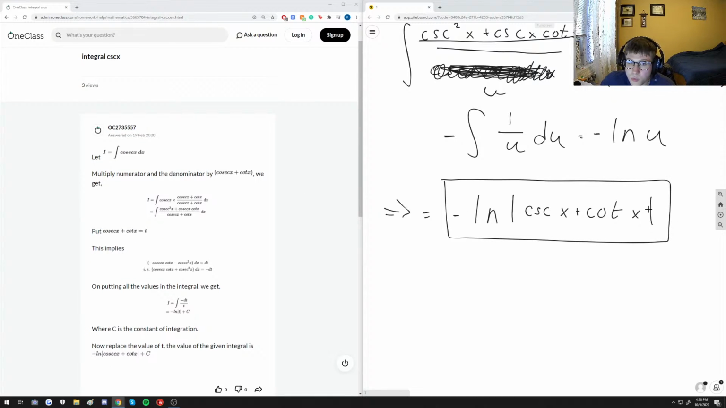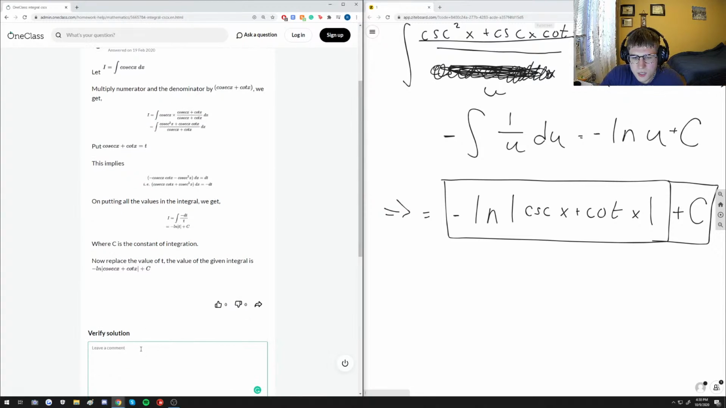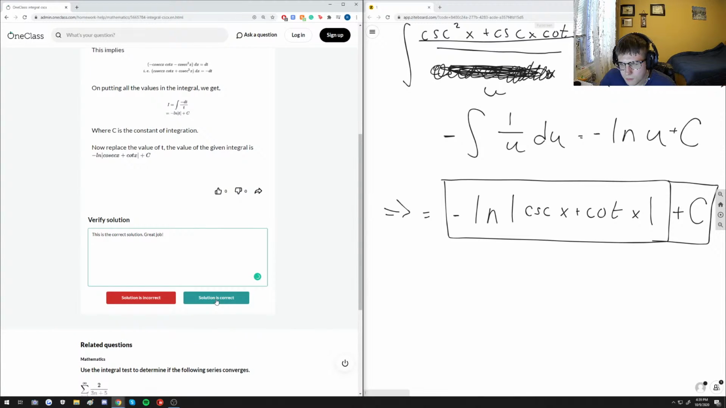Oh, and because we are dealing with an indefinite integral, that was a rookie mistake by me, we have to add the plus C. With indefinite integrals, you always want to have that constant. And that would be the answer. So that's correct, and I'm going to say this is the correct solution. Great job. Okay.